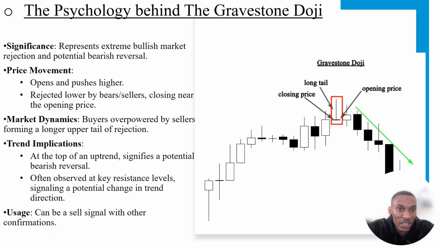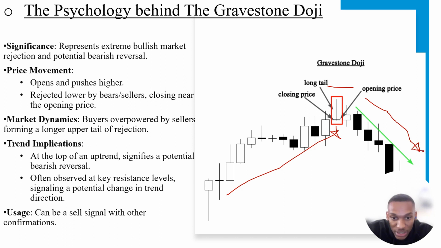Okay, let's look at the psychology behind the formation of the Gravestone Doji. What does it mean when it forms at certain areas? First, in general, the pattern indicates a bearish reversal, or bearish momentum. Thus, it is most effective at the top of a trend. As you can see here, top of the trend, that's when it's most effective because we can get selling opportunities. But we'll discuss this more.